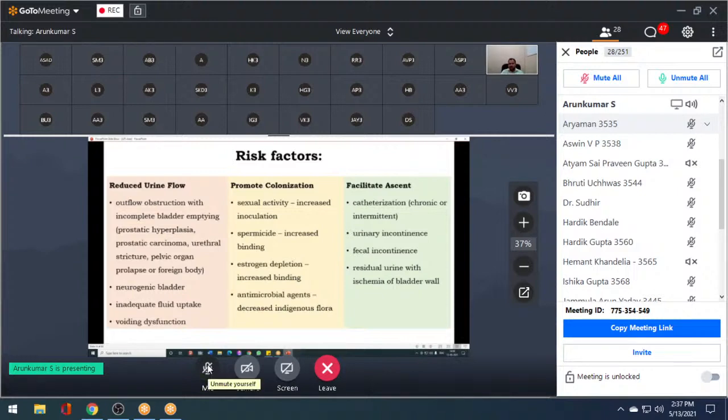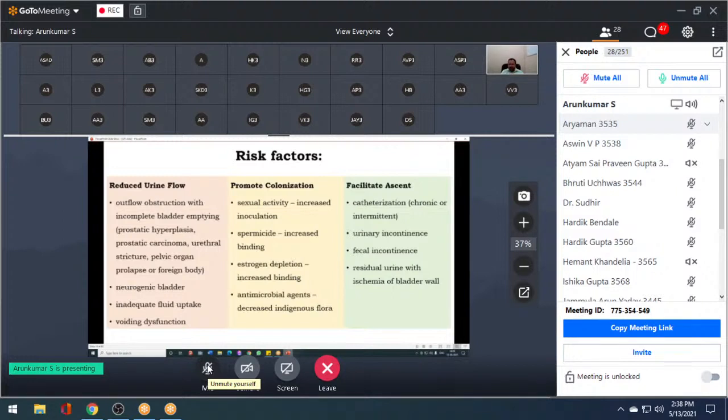And this can also happen in patients with voiding dysfunction. They won't be able to void the urine properly because of congenital causes, which can be either muscular or neurologic in character, more commonly seen in the pediatric age. This is one cause. The second thing would be where the colonization is happening more commonly.